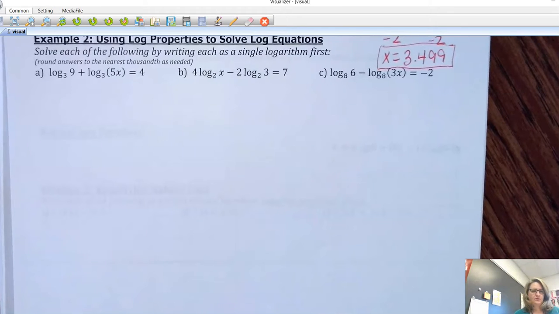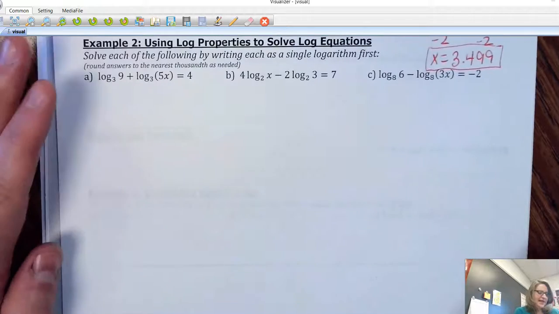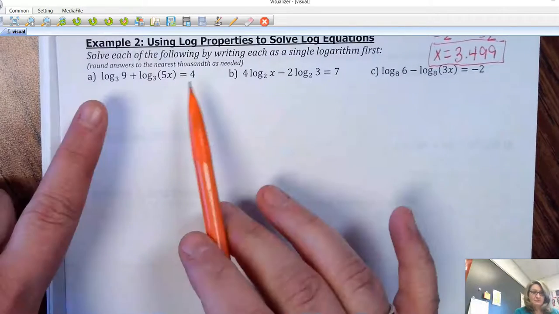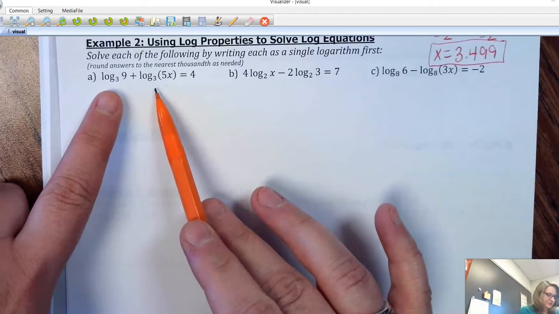For example 2 here, what we're going to do is we're going to actually have some equations that have more than one log in them. So we want to see if we can apply any of our log properties is what you want to do. So for this first one, adding, if you guys remember, turns into multiplication as long as you have the same base. So these are both base 3, so we're good with that.